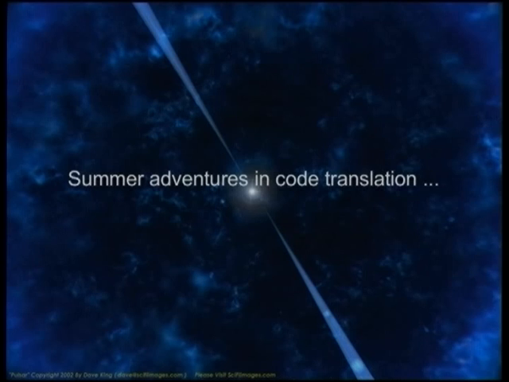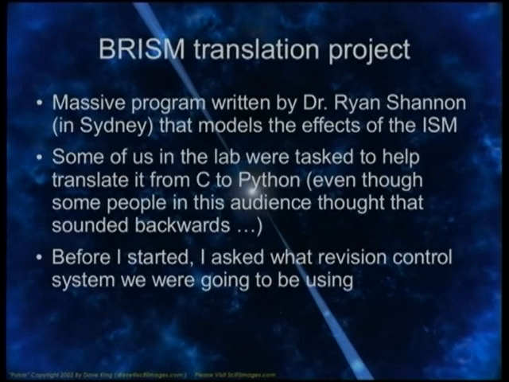So we're going to enter the personal anecdote portion of the talk, and this is entitled Summer Adventures in Code Translation. So I was part of a group this past summer that was asked to help in a code translation project. One of our collaborators, who was working at the time on his PhD thesis with an association with Cornell University, he's actually at the University of Sydney, but he was getting his PhD at Cornell, wrote a great piece of code that builds on our previous code and methodology and software that helped us study the interstellar medium.